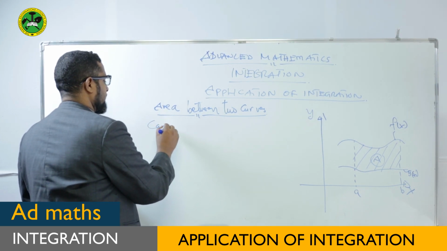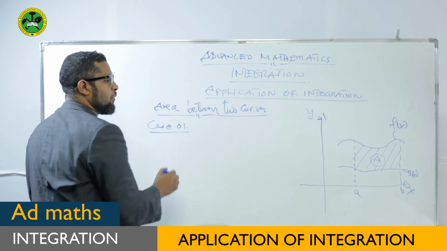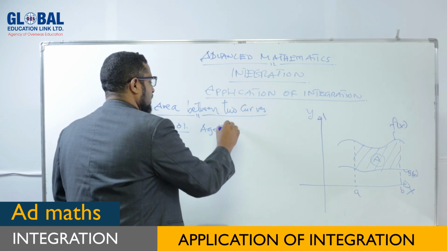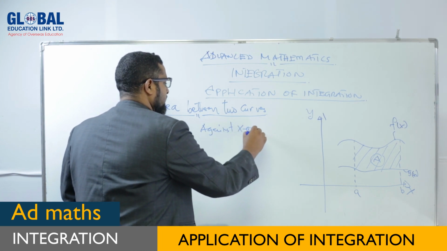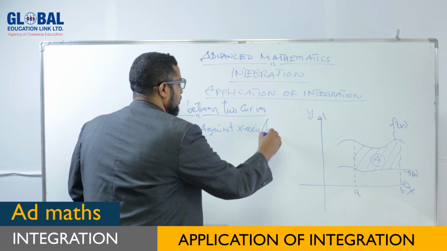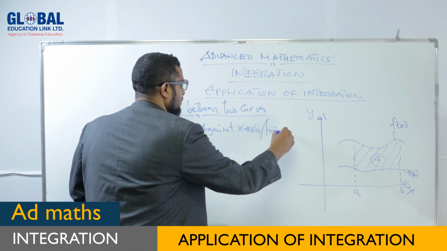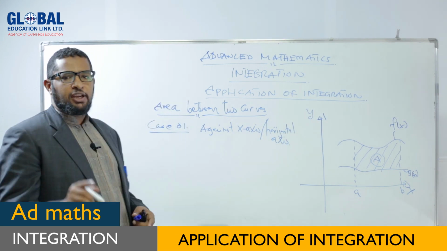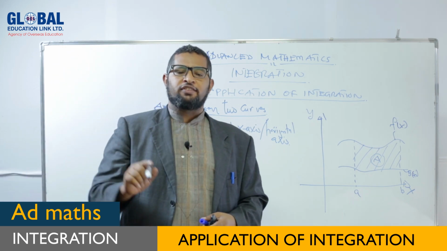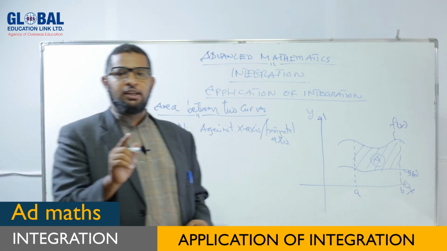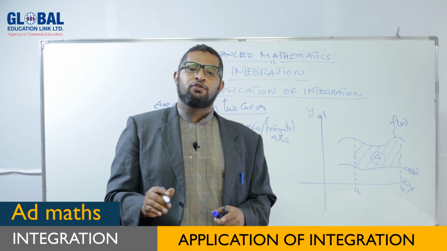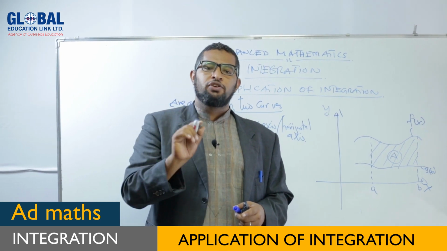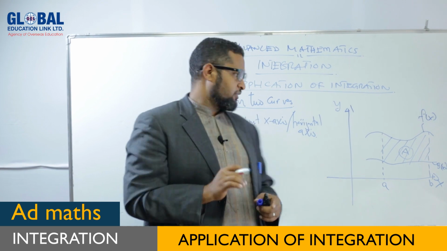Case number one, when the curve is drawn against the x-axis or horizontal axis. It means the given limits are given in terms of x and not y. So if you see the given limit, or the given value of the integral that is supposed to be evaluated, given in terms of x, then that graph is drawn with the horizontal axis.